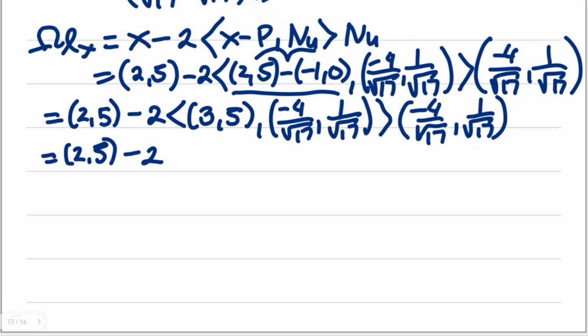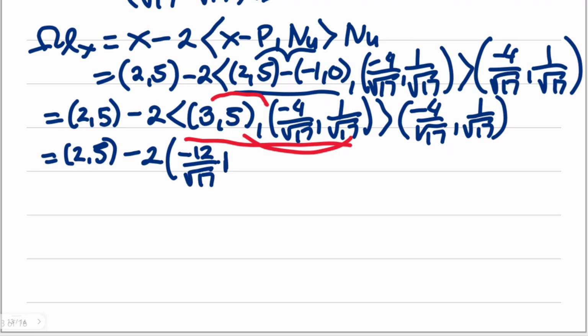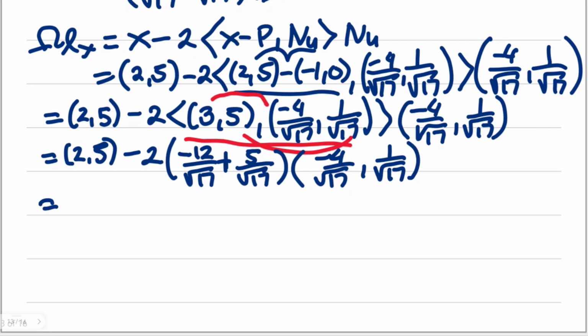Now, if we talk about inner product, you're simply going to multiply the corresponding components. Take note, you're going to add them, hence the result is actually a scalar quantity. 3 times negative 4 is negative 12 over square root of 17. And then 5 times 1 is plus 5 over square root of 17. It's now scalar because you can add them, times the other unit normal vector outside right after you have simplified your inner product. So this is actually (2, 5) minus 2 times, this is negative 7, right? Negative 12 plus 5, negative 7 over square root of 17.